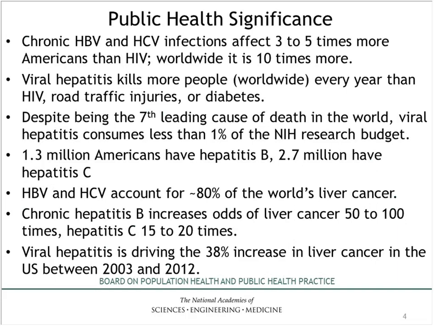Hep B and Hep C account for about 80% of the world's liver cancer, and chronic hepatitis B increases the odds of liver cancer 50 to 100 times. Hepatitis C increases the odds of liver cancer 15 to 20 times. So viral hepatitis is driving the 38% increase in liver cancer in the U.S. that we've seen between 2003 and 2012. While most cancers in the U.S. are decreasing in incidence, liver cancer is increasing, and these two diseases are the primary reasons.